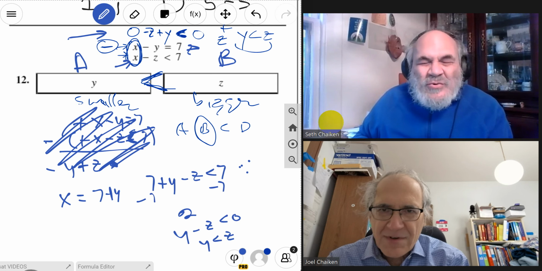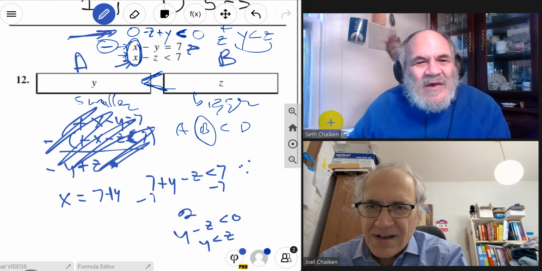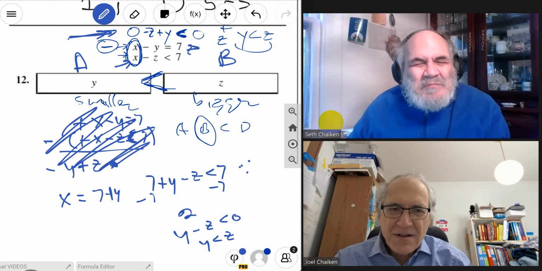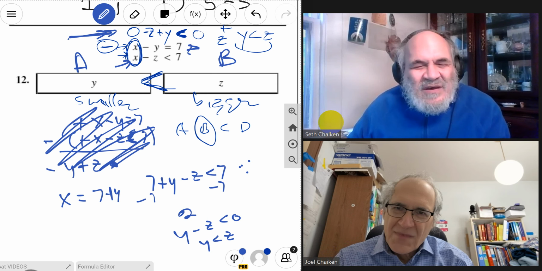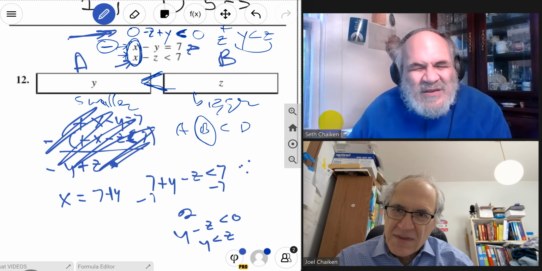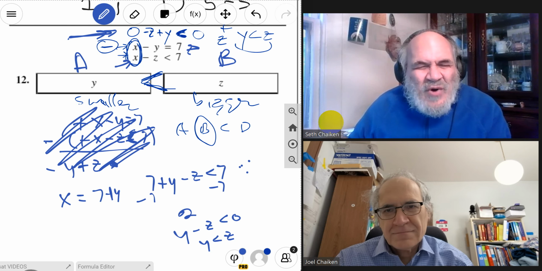Okay. Well, you did the same thing. You eliminated x. Yeah, but I don't know what you did here. I eliminated x by combining the two inequalities. I processed the two inequalities by subtracting the left side of one from the left side of the other, and the right side of one from the right side of the other.